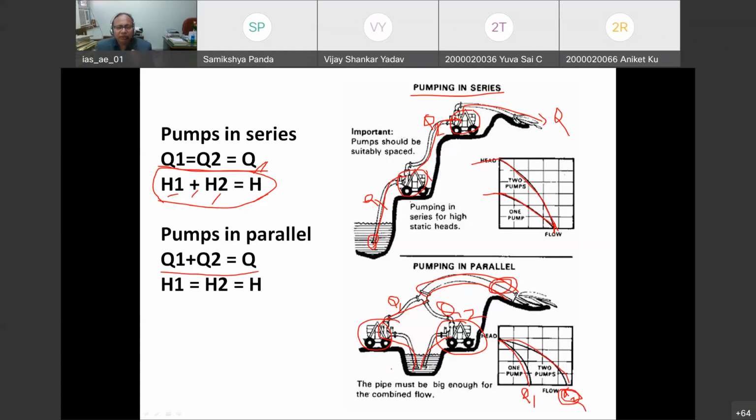But what about the head? The head developed by this pump and the head developed by this pump will be the same. That's why H1 equals H2 equals H, meaning it will be the same head. We require more discharge but a similar head condition, and then we can join these pumps in the parallel way.